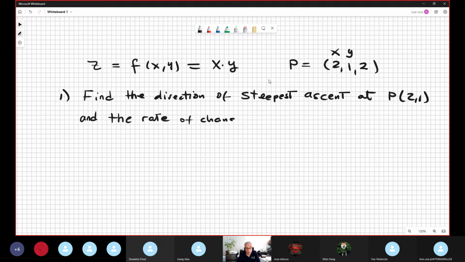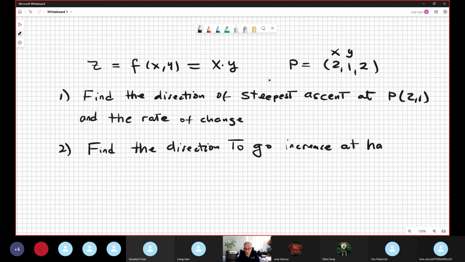Okay. And second question, find the direction to go increasing, so that means positive rate of change, at half divided by 2, half L.